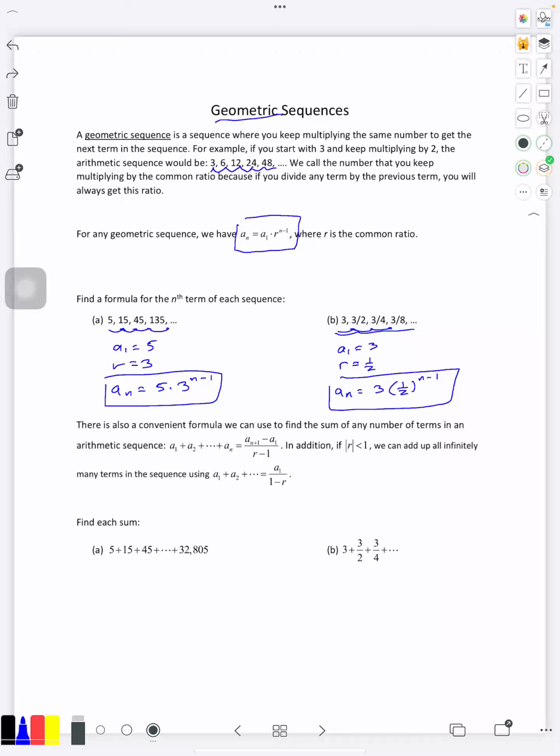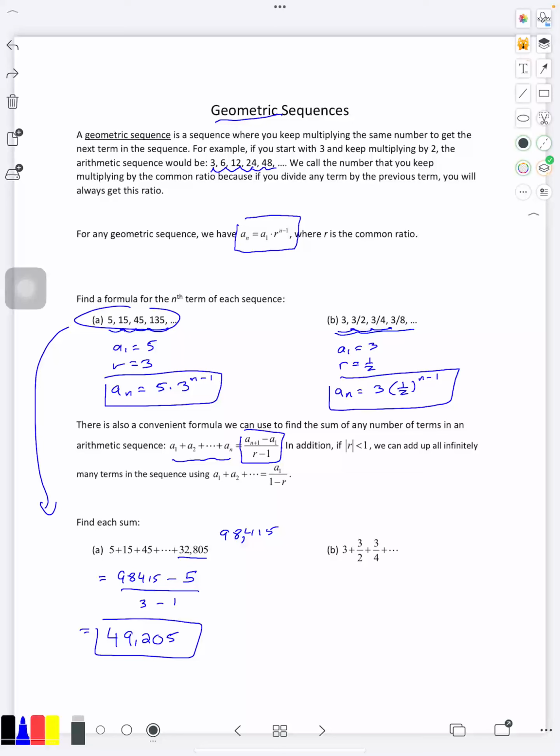So for this one here, we have 5, 15, 45, and so on. That's actually this sequence above. So it's supposed to be the next term. So this is 32,805. And if we multiply by 3 to get the next term, it would have been 98,415. That's what I'm going to start here with. Minus the first term, all over r minus 1, 3 minus 1 here. And we get a total of 49,205.